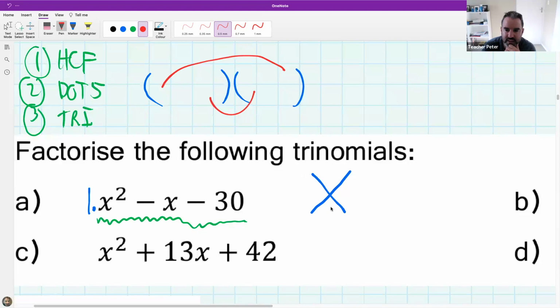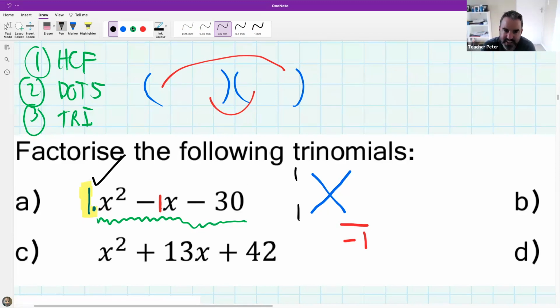And what I do is I start by drawing a line here, and I look at the number in front of the middle term. Here it's -1. And so I put a -1 there. Then I look at the number in front of the x squared, and I say, what numbers multiply together to give me 1? And the good news is I can only have 1 and 1 multiplied together to give me 1.